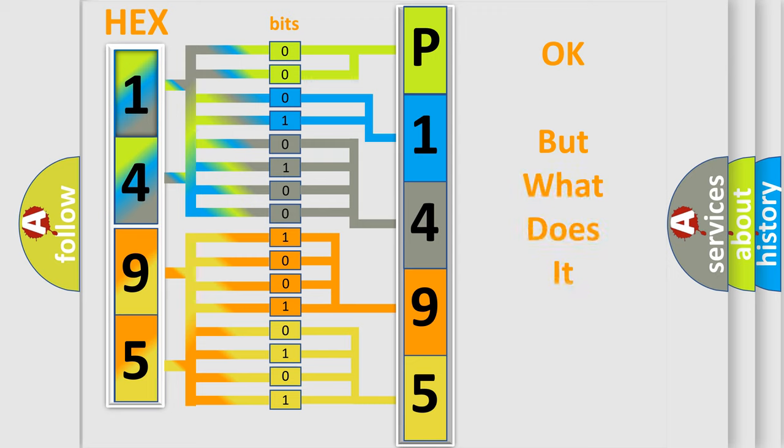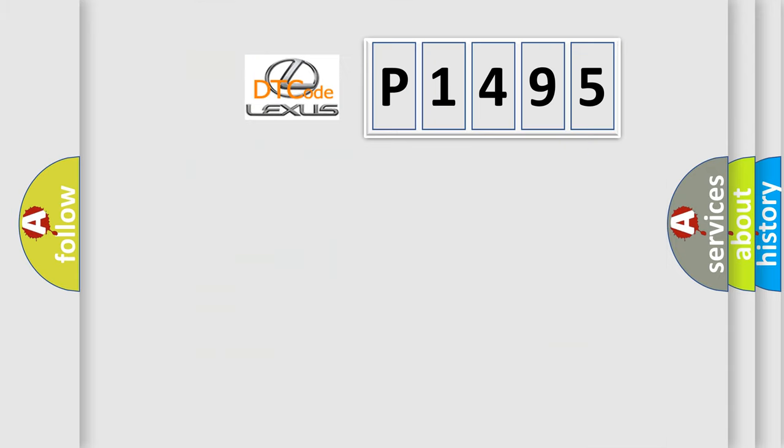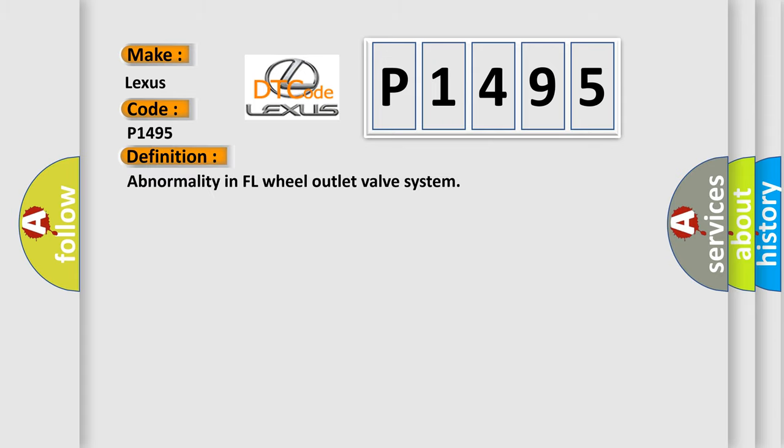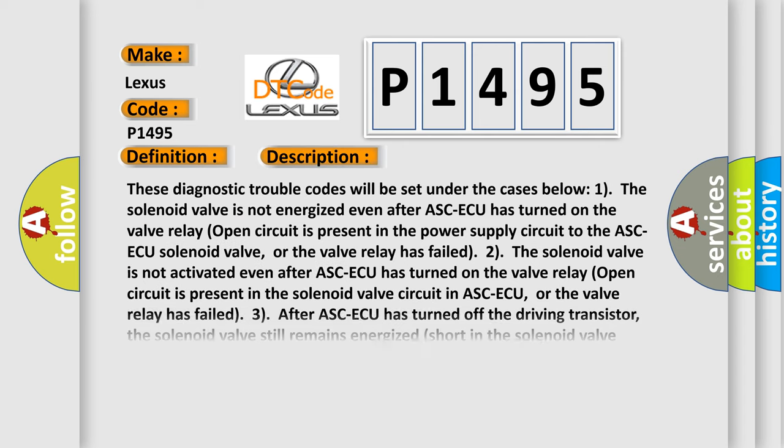The number itself does not make sense to us if we cannot assign information to what it actually expresses. So, what does the Diagnostic Trouble Code P1495 interpret specifically for Lexus car manufacturers? The basic definition is abnormality in FL wheel outlet valve system. And now this is a short description of this DTC code.